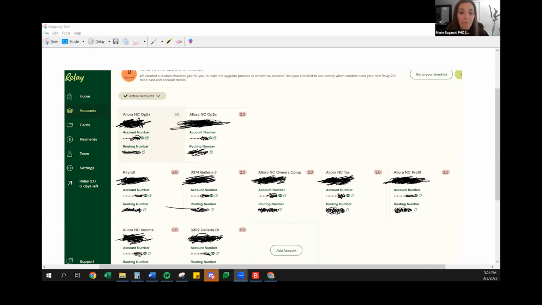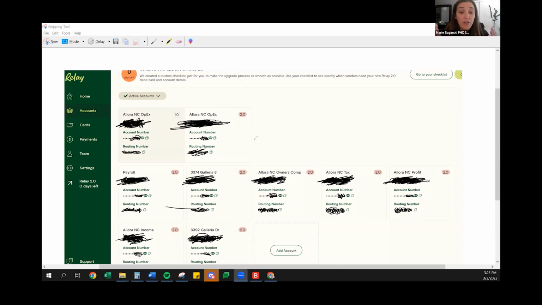So this is an example, and they actually just recently transitioned over. They did a major upgrade. They were Relay 1.0 and now they're 2.0. So you'll notice that we have two Allura NC OpEx accounts, a 1.0 and a 2.0. That's just because the bank didn't upgrade. All the other accounts have already been transitioned over. We still had a few bucks left in our 1.0 account, so you can just ignore that.